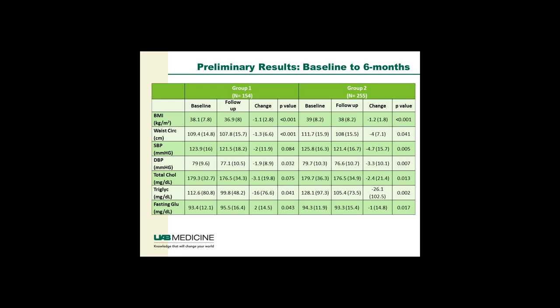And then it looks like there may be some other things, at least clinically: blood pressure and perhaps even total cholesterol and triglycerides that may also be moving in the right direction.